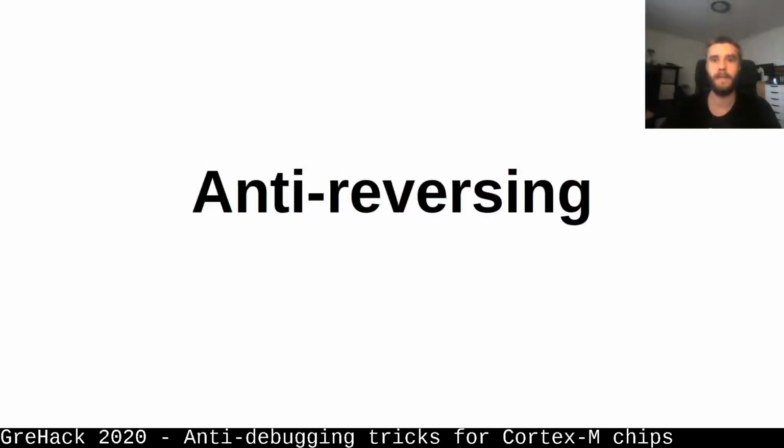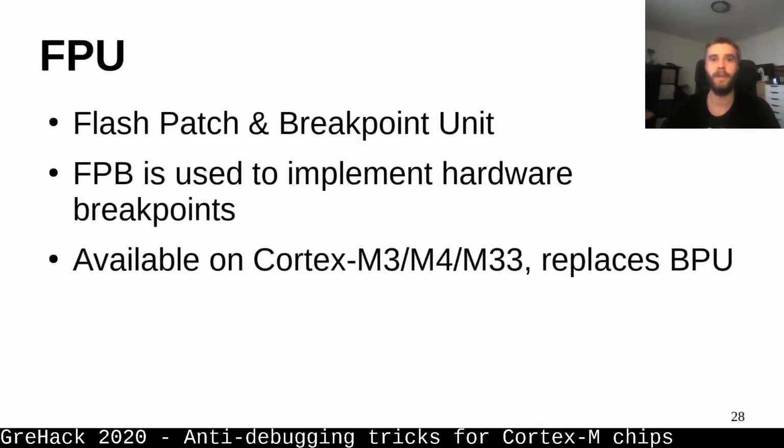Now that we have seen several detection techniques, we are able to go a bit further by modifying the code at runtime so that even if attackers have access to the debug interface and were able to dump the firmware, they will have a hard time figuring out exactly what it does. For that, we can use the FPB, the Flash Patch and Breakpoint Unit, which is the evolution of the FPB and is only available on Cortex M3, 4, and more.